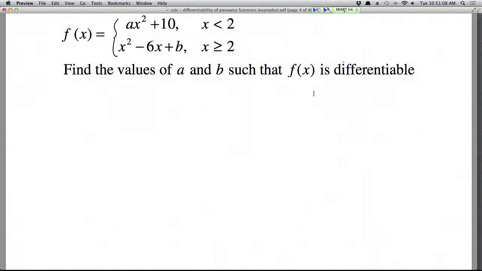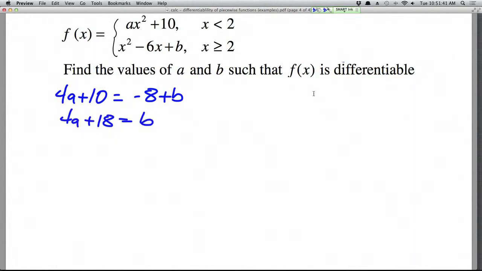Here, I've got a piecewise function. We want to find a and b so that it is differentiable at x equals 2. So Garrett, what do I do to get started? Plug in. And technically, what am I doing when I plug in? Finding the limit. So if I plug 2 into the top, I get 4a plus 10. I plug 2 into the bottom. That is 4 minus 12, negative 8 plus b. Move the 8 over. I get 4a plus 18 equals b.